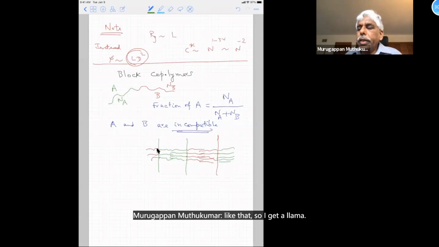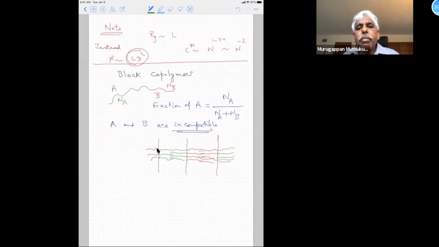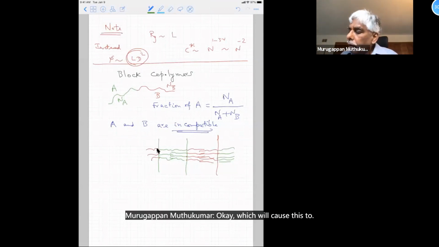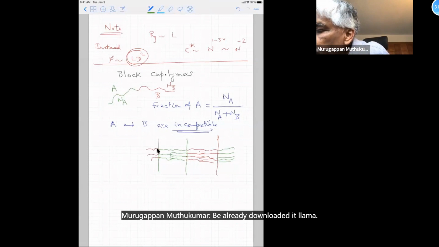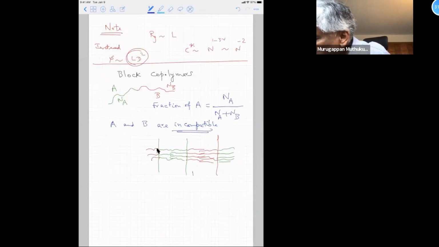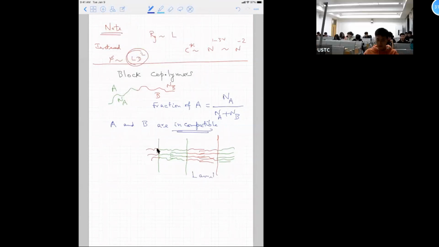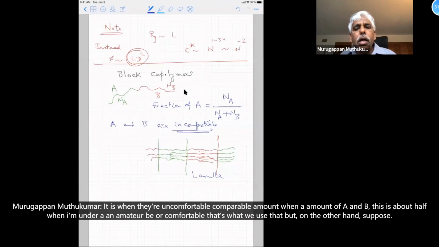Like that. So I get a lamella. Which we'll call this to be, I'll write it down. This is a lamella. This is when they're of comparable amount. When amount of A and amount of B is about half, when the amount of A and amount of B are comparable, that's what we will get.